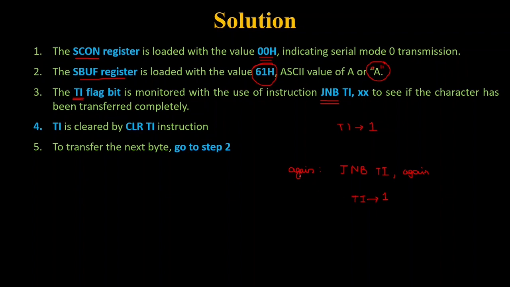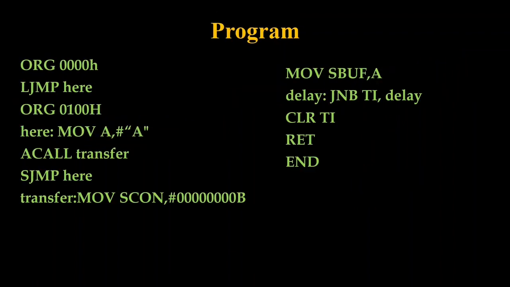After this is completed, you can clear your TI register so that it can move to the next step. If I want to display the value of A again and again, it is going to be a never-ending loop. If I want to make it like that, I have to jump again so that the SBUF is going to again have the value of A, and it is going to repeat the loop again and again. Right? So this is a program for transmission of data.